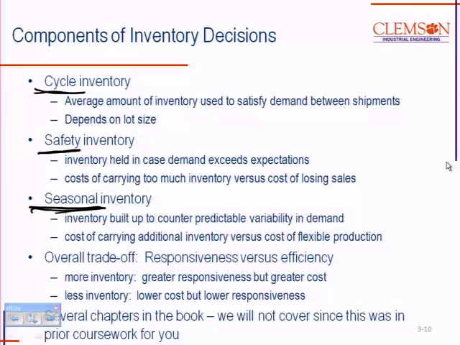Cycle inventory is the amount of inventory that's used or consumed to satisfy demand between two shipment points. And so that's basically determined by lot size, quantity ordered, and is one component of inventory.